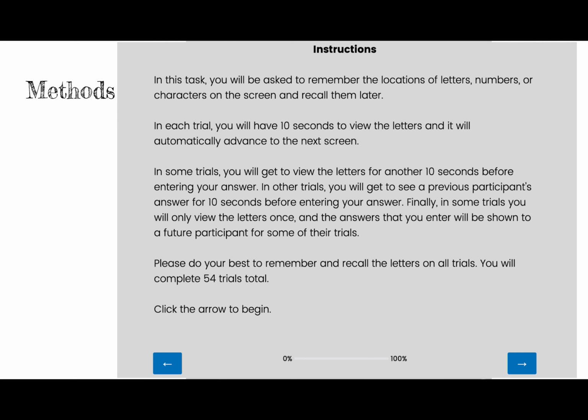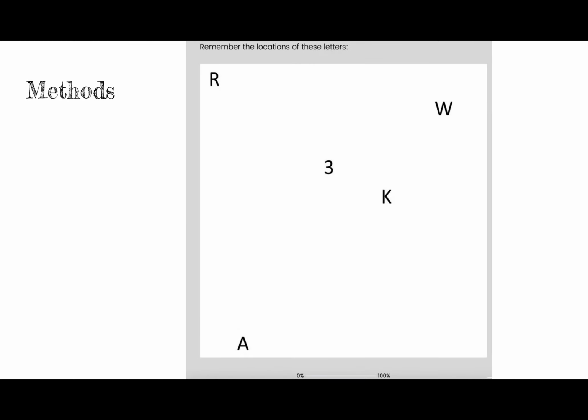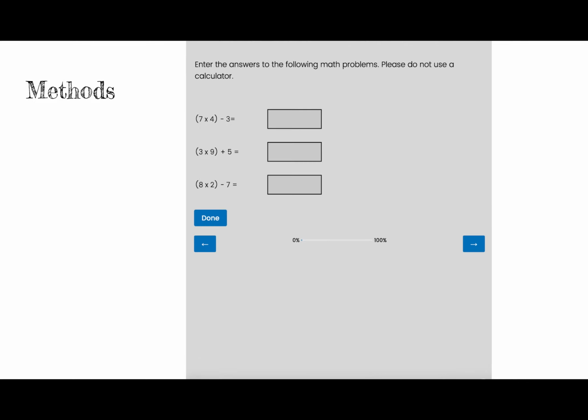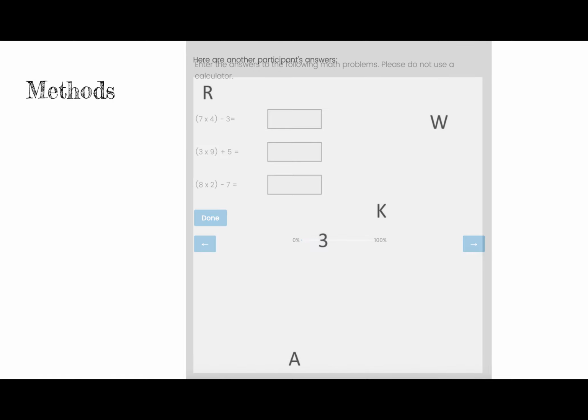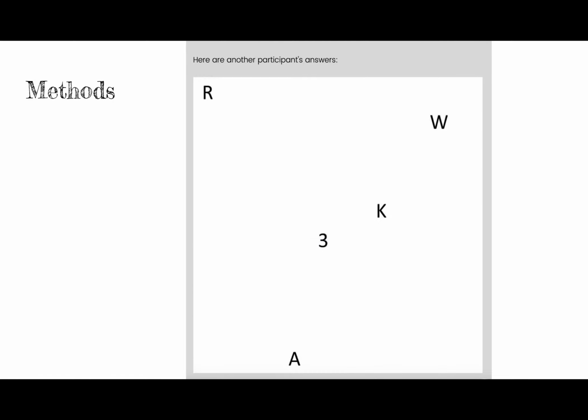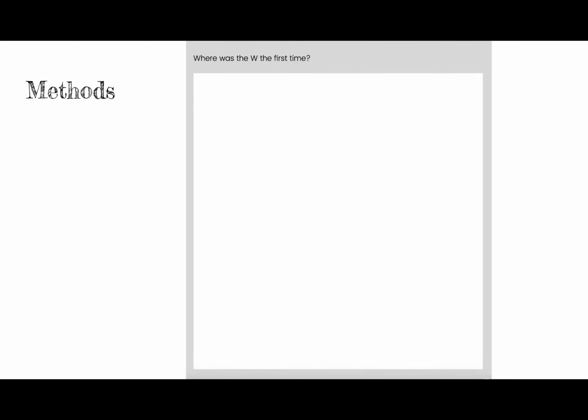Here's a quick example of the survey that the participants are given. Here are the instructions that they will read. This is an example of the original event, the math filler, the misinformation event. In this trial, they're told that they're seeing a different participant's answer, and then they'll be asked to answer the question, where the letters were. In this situation, this is where the participant answered.